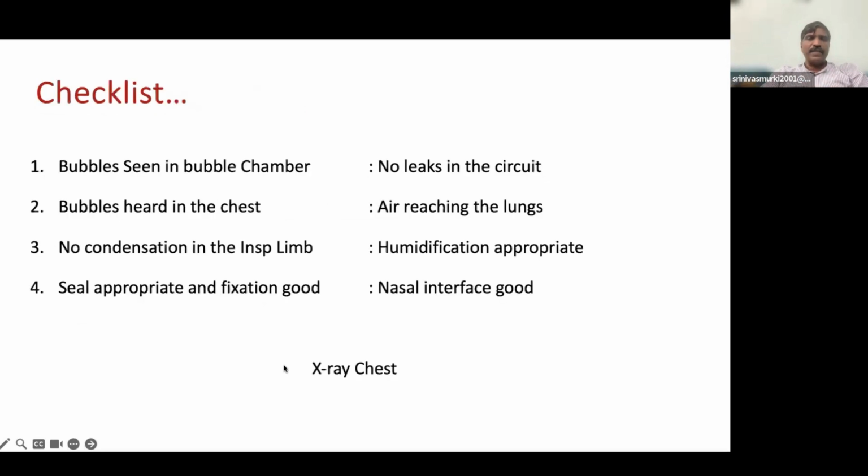So before we do the X-ray, look for pressures. Bubbles were seen in the bubble chamber, that means no leaks in the circuit. Bubbles were heard in the chest, that means air is reaching the lung. There was no condensation in the inspiratory limb, and temperature was 37, so humidification is appropriate. Seal was appropriate and fixation was good. Nasal interface is good. So after checking for adequacy of CPAP, an X-ray was done.